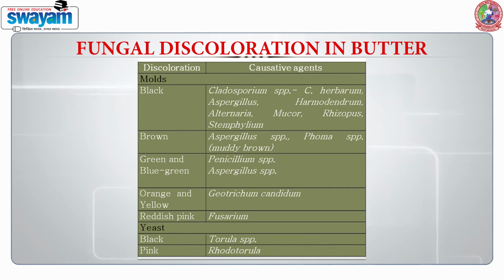Sometimes we also see green and blue-green color on the butter surface, which is due to the growth of Penicillium and Aspergillus. Sometimes orange and yellow, which is due to Geotrichum candidum, and sometimes we can't even miss these reddish pink spots which are on the butter, which are due to Fusarium. Certain yeast species also have been implicated with discoloration. For example, black results due to the growth of Torula species, whereas the pink discoloration takes place due to the Rhodotorula species.